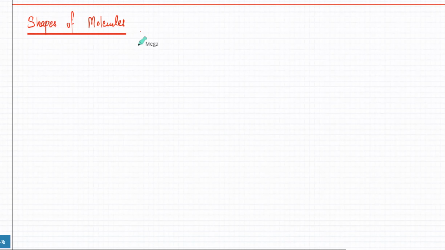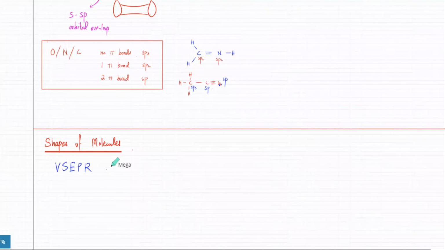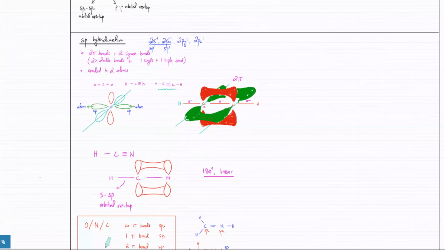This theory states simply that it's valence shell electron pair repulsion theory. What it basically means is that bonds repel each other. We already learned that previously.